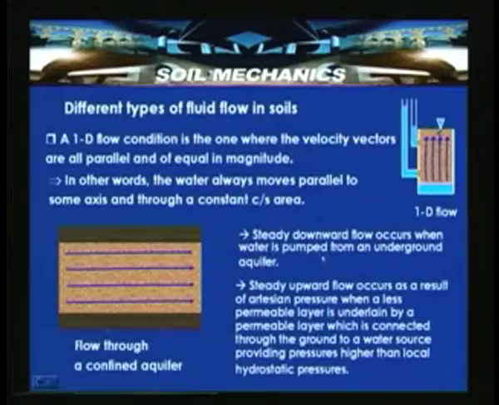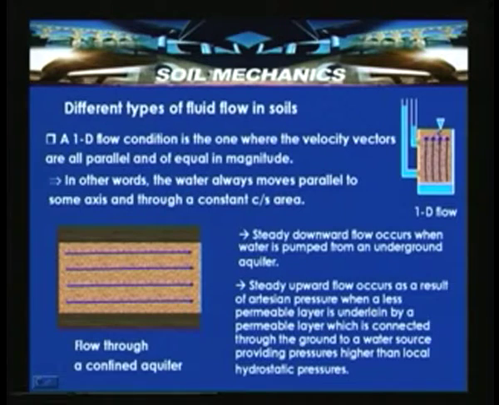Steady downward flow occurs when water is pumped from an underground aquifer. If the water is being pumped from an underground aquifer, then there will be a pressure drop there, and water flow can take place in the downward direction. Steady upward flow can occur if there is, say, a sand layer which is receiving a source of water because of artesian conditions. If a relatively impermeable soil is above the sand layer, then the water can flow through that soil because of the artesian pressure.